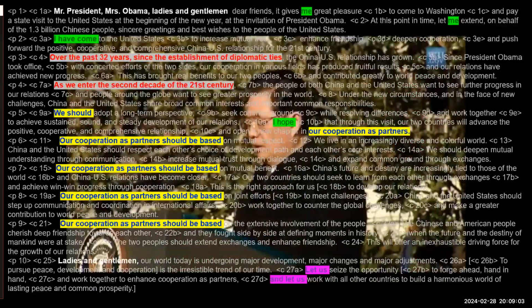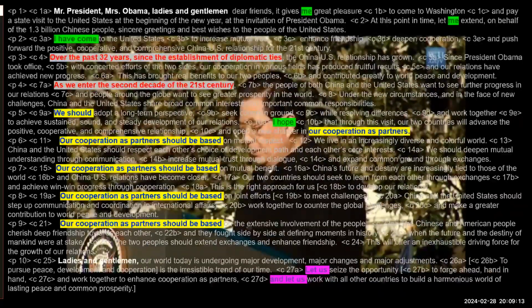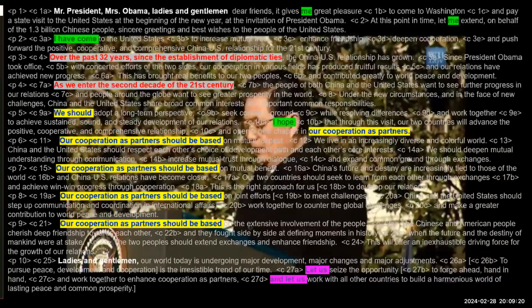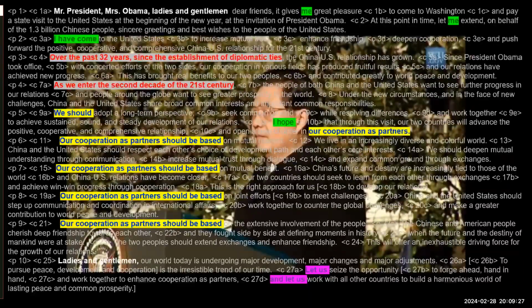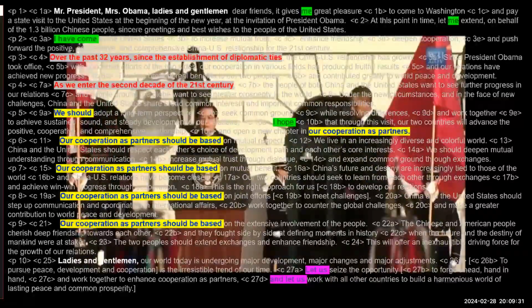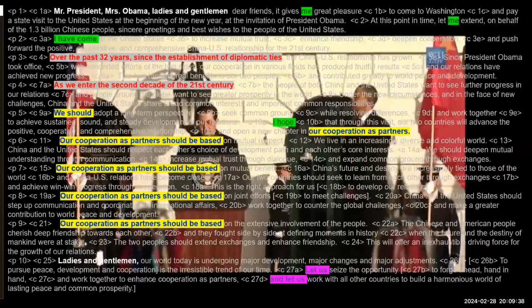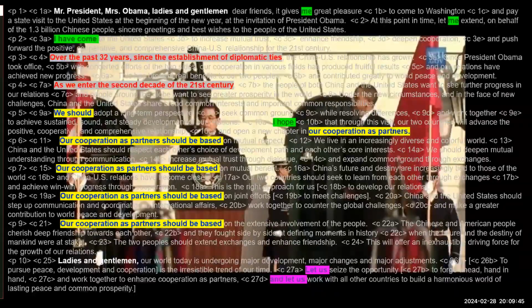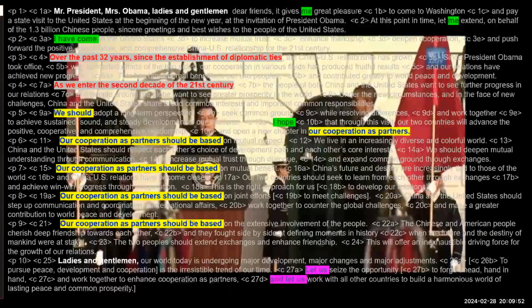Our cooperation as partners should be based on mutual respect. We live in an increasingly diverse and colorful world. China and the United States should respect each other's choice of development path and each other's core interests. We should deepen mutual understanding through communication, increase mutual trust through dialogue, and expand common ground through exchanges.